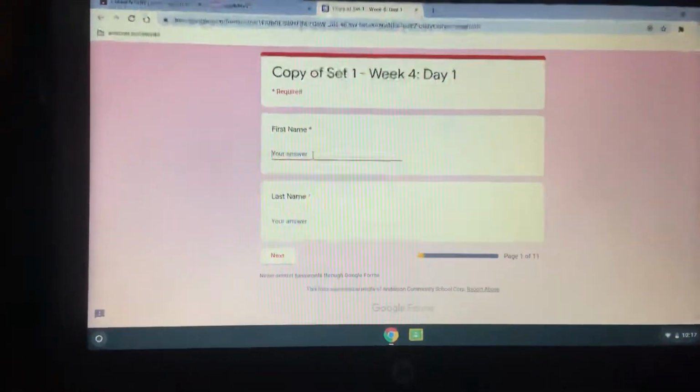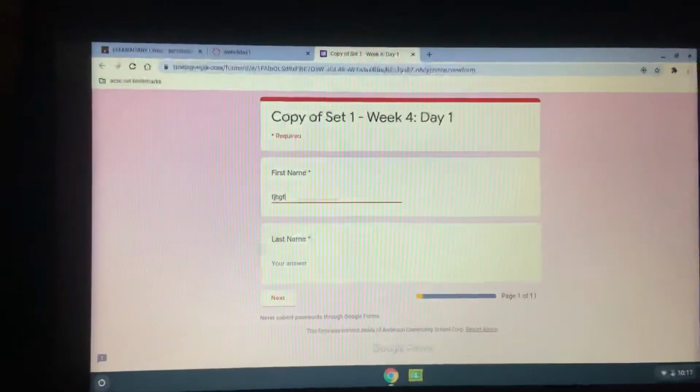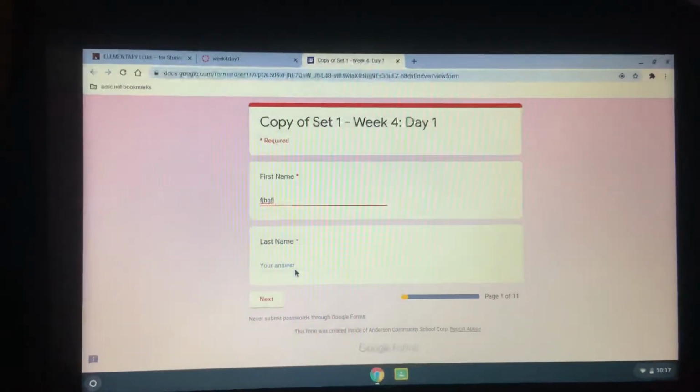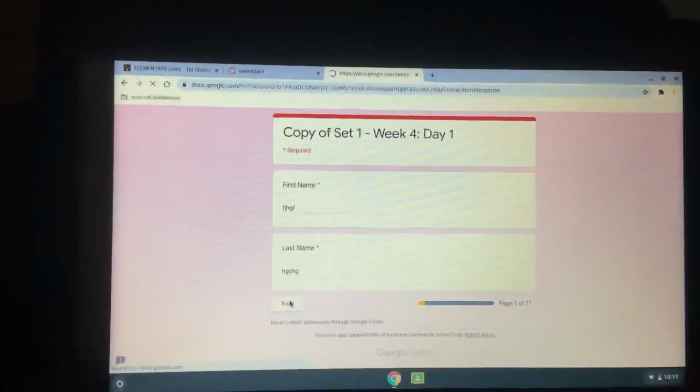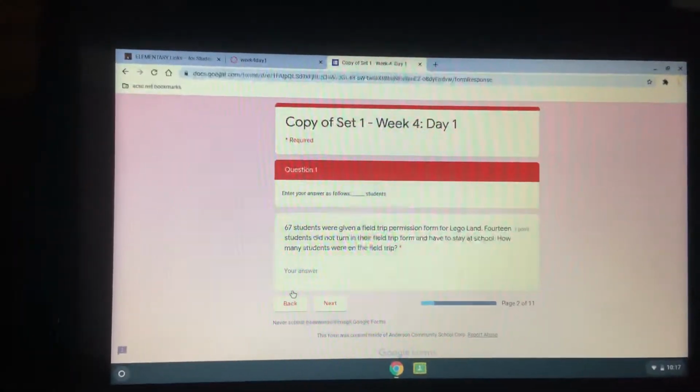Then you will be able to fill out the form just like you did before with your first name and last name. And then you click the next button and it will give you a question.